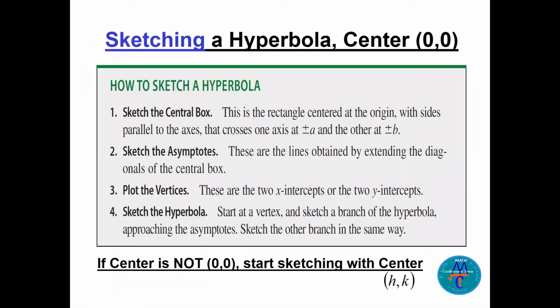Now, sketching: we start with the central box, which is the fundamental rectangle. We put plus or minus a, plus or minus b. We sketch the asymptotes, the 2 diagonals, we join them, dashed lines. Then we put the vertices. Then we draw the hyperbola.